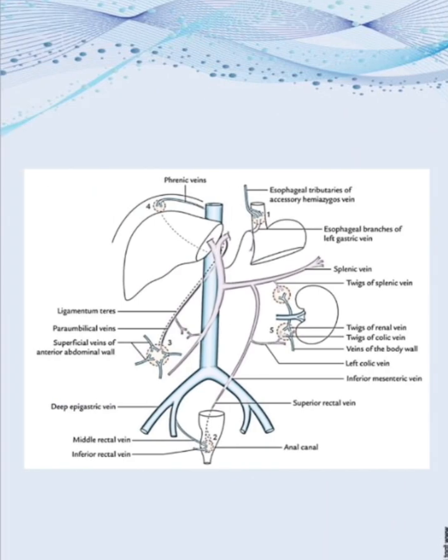Here you can summarize all those things. First is the esophageal anastomosis, which takes place between the left gastric vein and the azygos vein. This is the site of the esophageal anastomosis. Coming to the para-umbilical anastomosis, this is the site here, between the anterior abdominal wall veins and the para-umbilical veins. And the rectal anastomosis is between the superior rectal vein and the middle and inferior rectal veins.